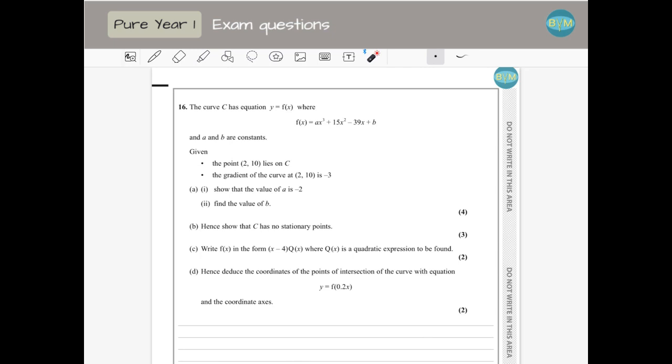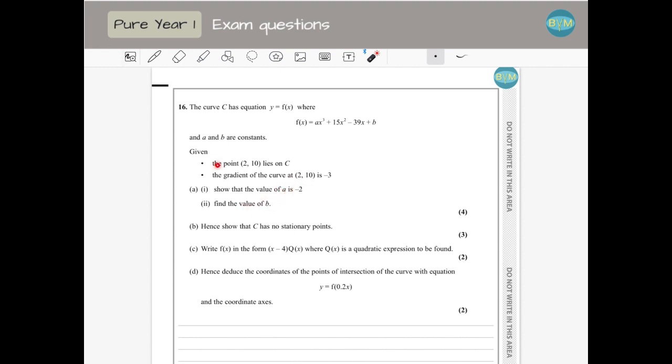Hello, this is question 16 on your November 2021 paper from Edexcel, the AS paper. You have a curve with this equation, a cubic where a and b are constants. So I have an a here and a b here. The point (2, 10) lies on C and the gradient of the curve at (2, 10) is minus 3. We have to find a, and the value is minus 2, and find b.